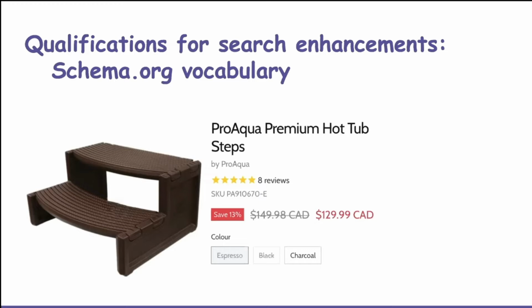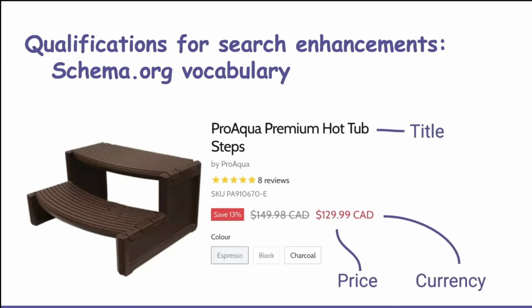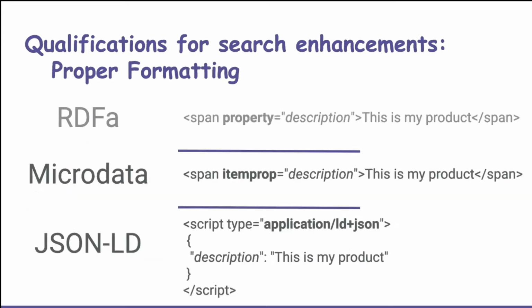The structured data connects each piece of the information so that it's clear what data matches up with what using the schema.org vocabulary. Think of this sort of like a matching game where you're saying this title matches Pro Aqua Prime hot tub steps in this example, and the price is $129.99 and the currency is in Canadian dollar. This is where some of you might be like, oh my gosh, she's showing me some code. Don't worry. I just wanted you to have a better idea of where this comes from.